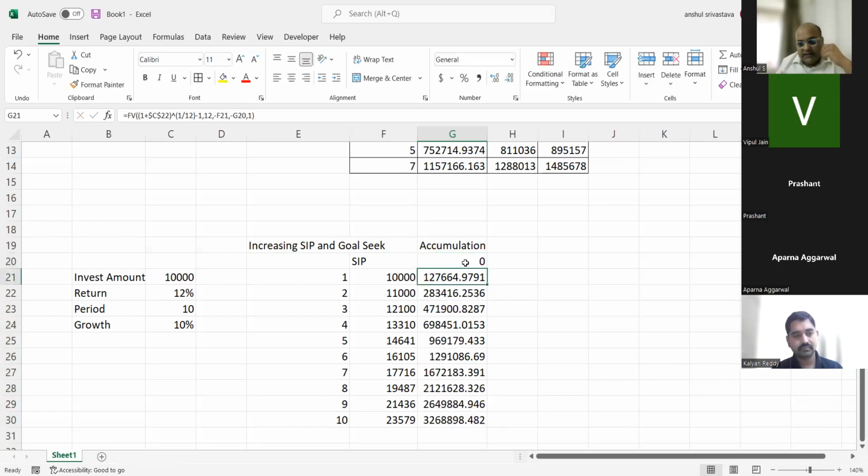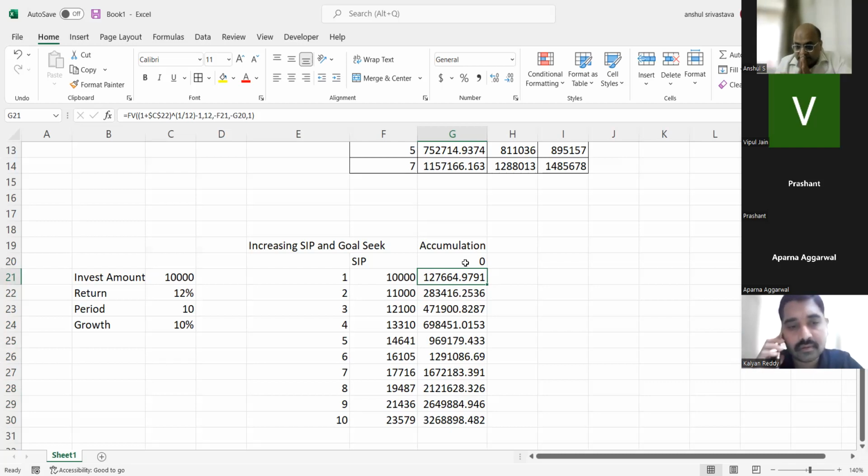Now the question is, how is goal seek involved in this? The client for whom you are planning this says, but boss, my goal is 45 lakhs. My goal is not 32,68,000. You are giving me an investment plan starting with 10,000, accumulating only to 32 lakhs. But the goal that I'm looking for after 10 years is 45 lakhs. So tell me the amount that I should invest in place of 10,000 so that I can get 45 lakhs.